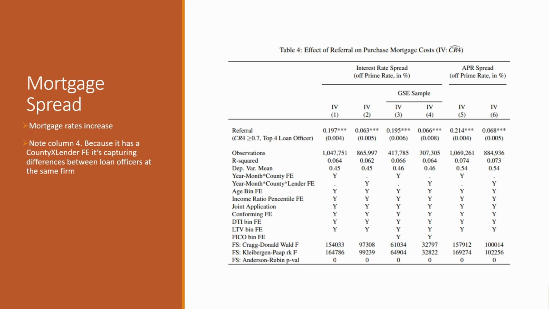So running this instrumental variable, what they find is that you had high concentration and your interest rate spread goes up. And an interesting thing here I'd like to note, because of all these fixed effects they're using, so they have a year, month, county, lender fixed effect. So you went and got a loan, same month of the same year, you're in the same county, you're at the same bank or lender, whoever's lending it to you, you have a different loan officer. So this is capturing the difference between loan officers at the same company. So it's not even that it's just a realtor sending you to one favorite bank. They're sending you to one favorite loan officer.